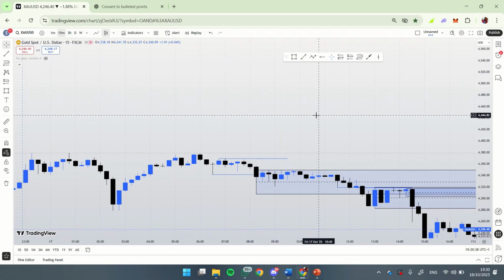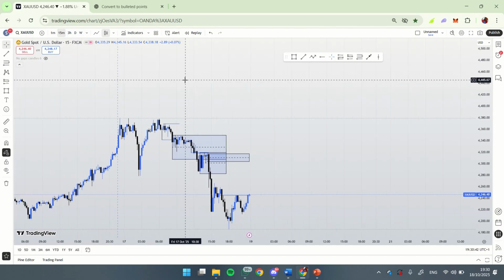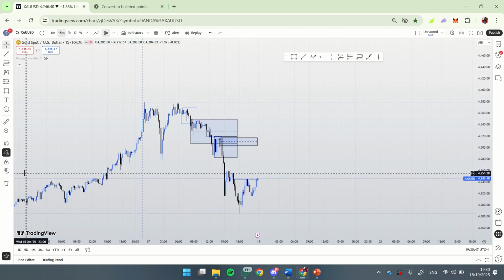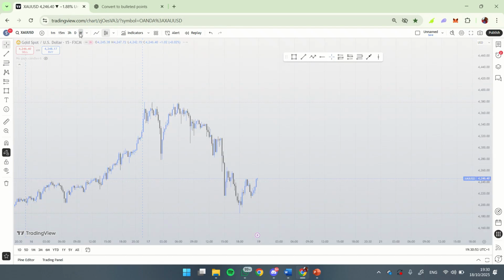So this is what I have for 40 images. How did I get 40 drawings? I don't know. But this is what I have. So I'm going to delete everything. Then we start again, right? So I would want to be looking at the weekly.